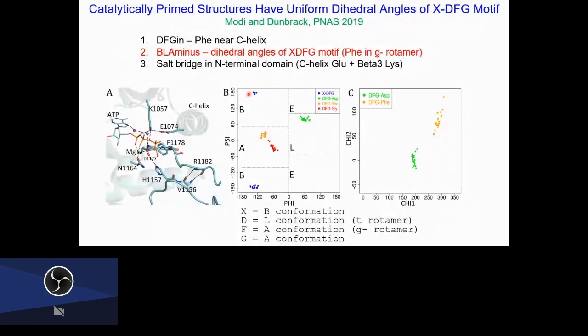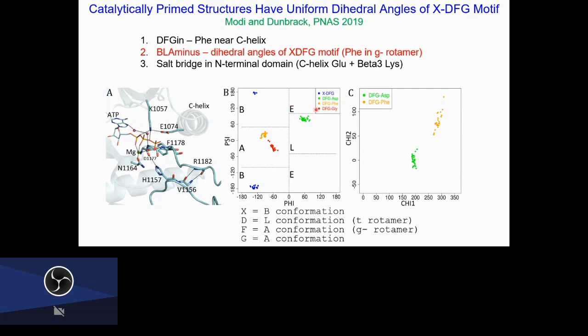We started with the dihedral angles that we look at: the phi and psi of the X residue, that is before the DFG, phi and psi of the aspartic acid and the phenylalanine, as well as the side chain dihedral angles of the phenylalanine. So here's the active site. There are many interactions that are important for activity, for binding ATP and binding magnesium. And there's a certain set of dihedrals that are consistent with forming that active site.